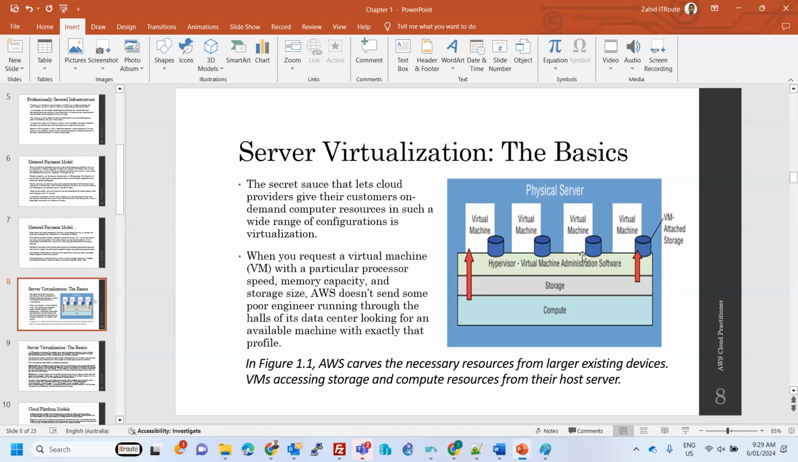Let's say this is a server, right? On top of that, this VM is running. So the more VMs you create, the more storage, network connectivity, memory, those kinds of things you need.